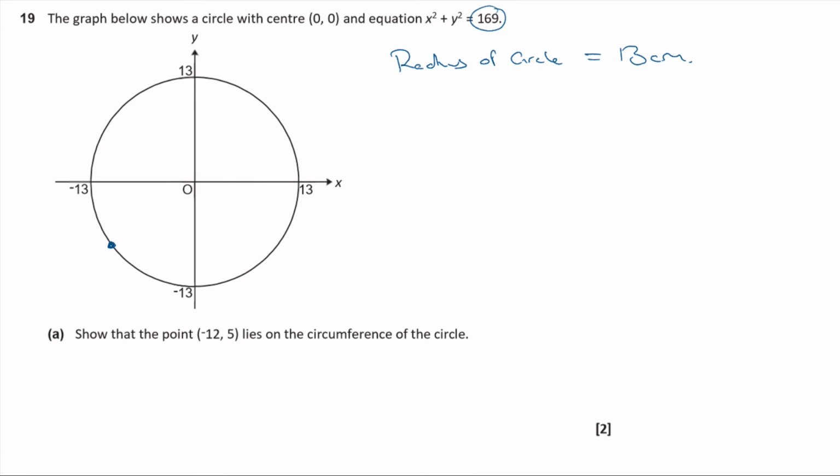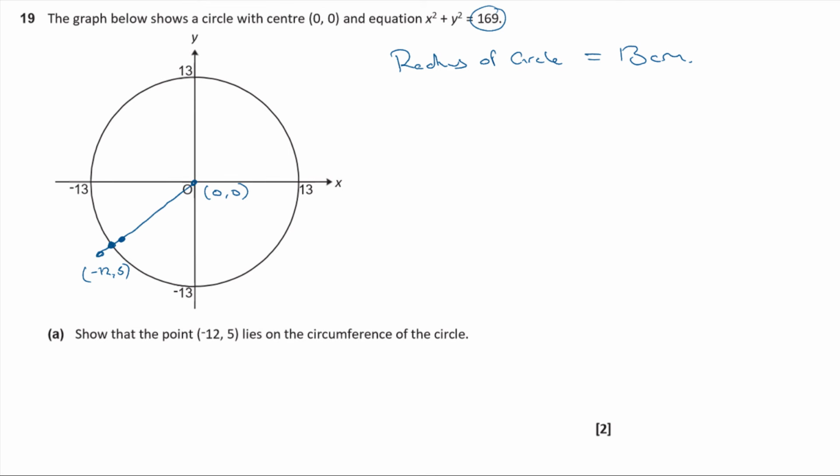Now it could be that it's lying on the circle, it could be that it's slightly inside the circle, it could be that it's slightly outside the circle. So what we're doing is finding this distance here. If it's exactly 13, it lies on the circle, on the circumference. If it's more than 13, it lies outside the circle, and if it's less than 13, it lies inside the circle. Okay, so we want to find the length of the line segment going from point 0, 0 up to point minus 12, 5.